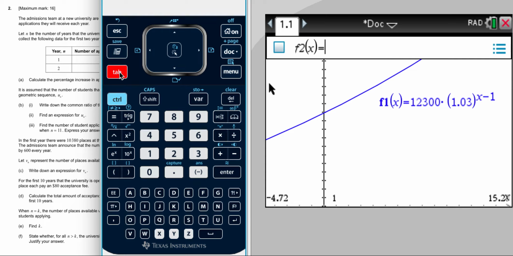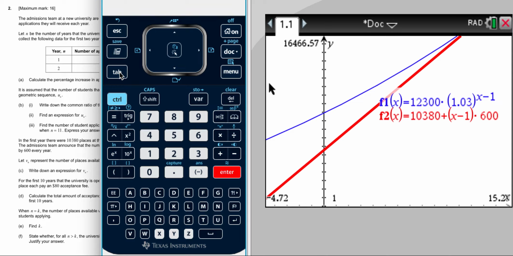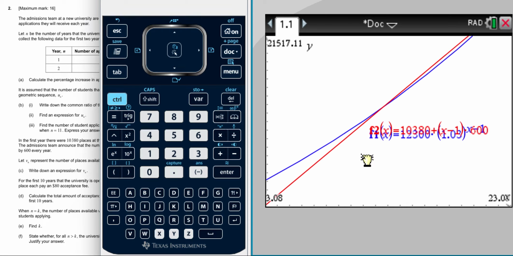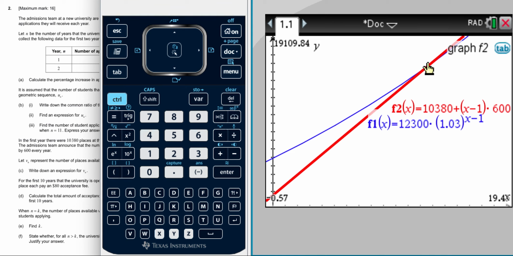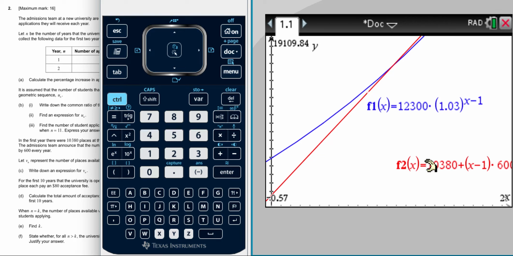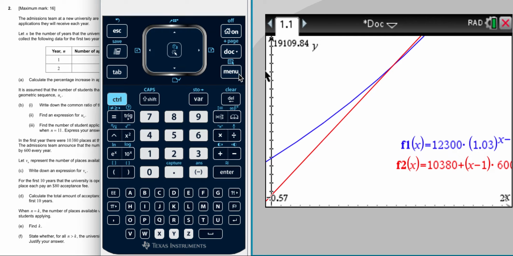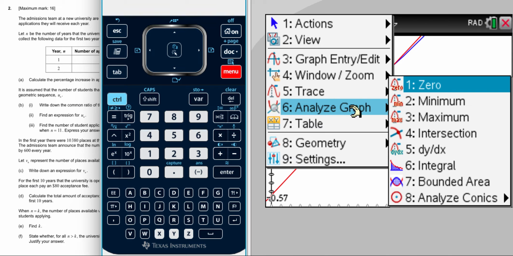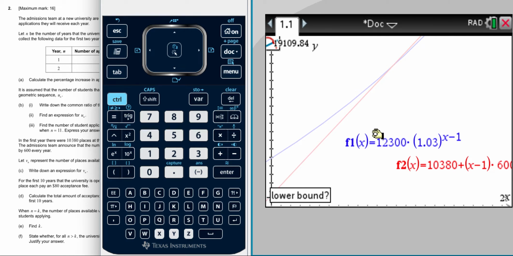And then I need to plot the second one, which is 10,380 plus n minus 1 times 600. And again, I need to remember it's not n, it's actually x. Okay, so here we've got the second graph. And you can see there that there's a value where they're both going to be equal to one another. Okay, so it's just about here. Let's move these out of the way. So I can now find that by doing analyze and finding the intersections.